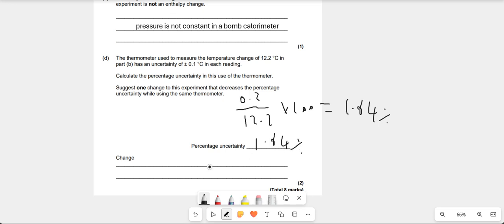And the change here is obviously just to use a bigger mass. That delta T is larger, because I told you you need to increase the value on the bottom.